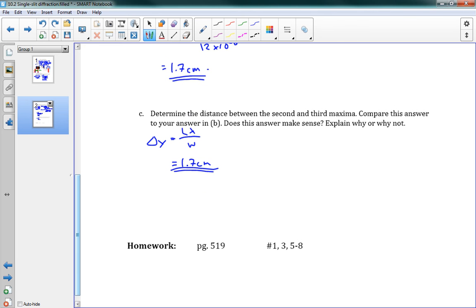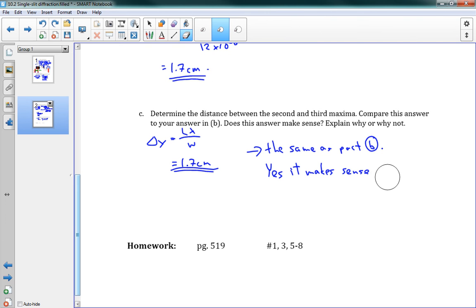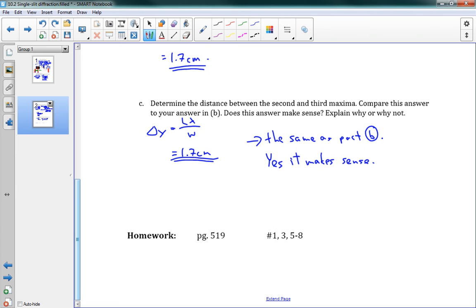And this is the same as part B. And yes, it makes sense, because these fringes are all evenly spaced. The only one that is not evenly spaced is that central maxima, which is twice as large. Okay, so there we go. That's the lesson. There's a few problems at the bottom there for you to try, and I hope you enjoy them.